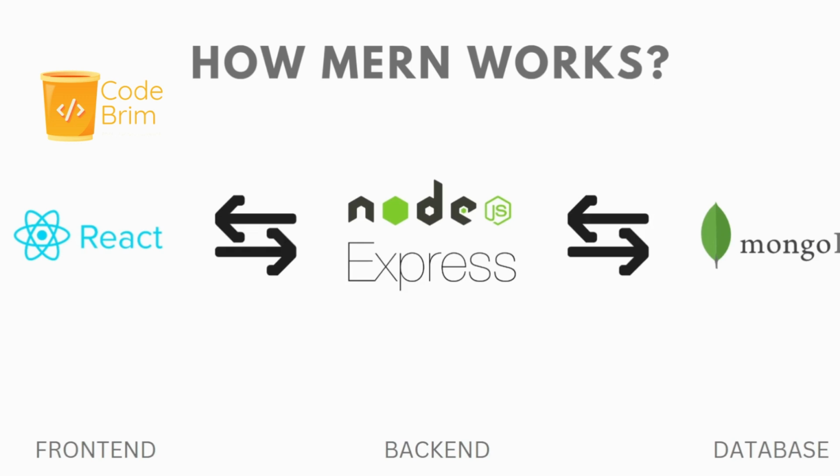Now, how does this exactly work? Express.js running on Node.js communicates with the MongoDB database to perform CRUD (create, read, update, delete) operations. The data retrieved from the database is often sent to the React frontend in the form of JSON.